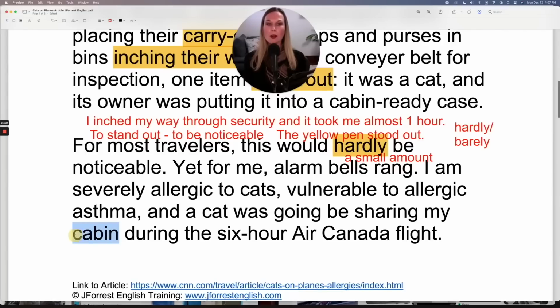Now remember, cabin is just used to describe the interior of the plane. That's it. So the interior of the plane, they call it a cabin. I don't know why. So it's where you sit, where your bags are, where the pilot is, everything on the inside of the plane.